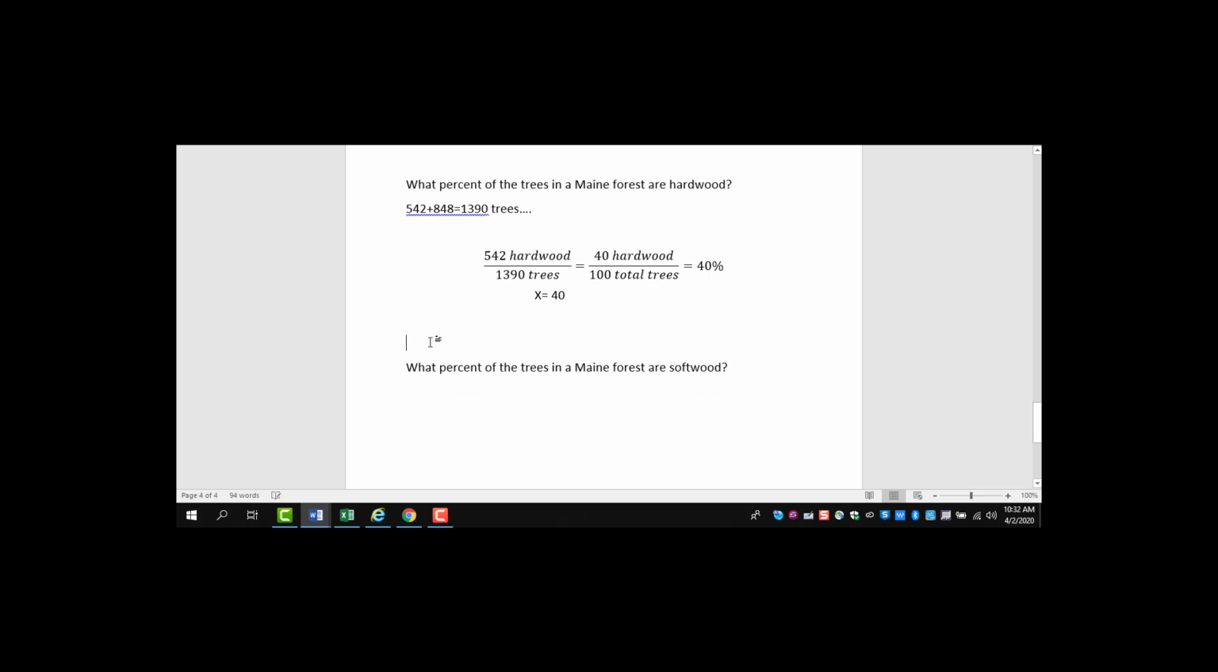Now the last question, hopefully I don't even have to answer. So what percent of the trees are softwood? It's going to be 60% because the hardwoods plus the softwoods will add up to 100%.